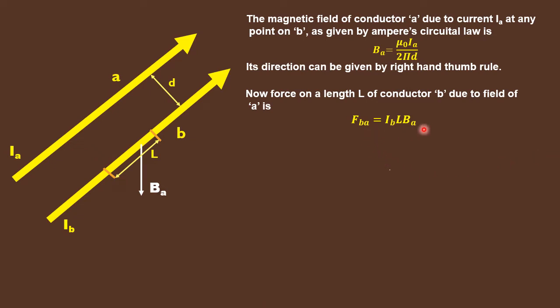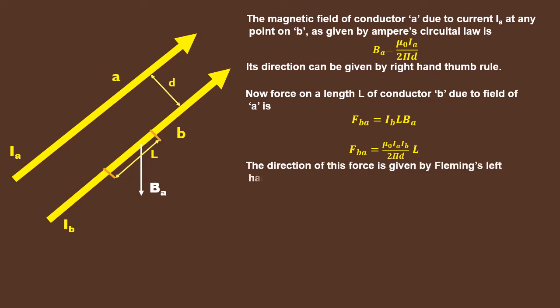So ILB. Now here, since the current of conductor B is concerned, that's why current IB has been taken, and magnetic field of A is under consideration, that's why BA. So this is how we get the force on length L. And when I substitute the value of magnetic field BA over here in this formula, then we get the overall expression like this. It is the expression for force on length L of the conductor B.